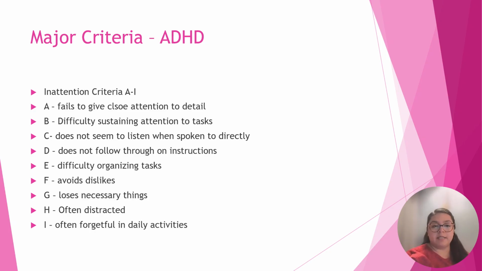Criteria D is often does not follow through on instructions. This could be, as it's written in the DSM, school tasks, chores, duties in the workplace. This may look like quickly losing focus, easily sidetracked. Criteria E, often has difficulty organizing tasks.